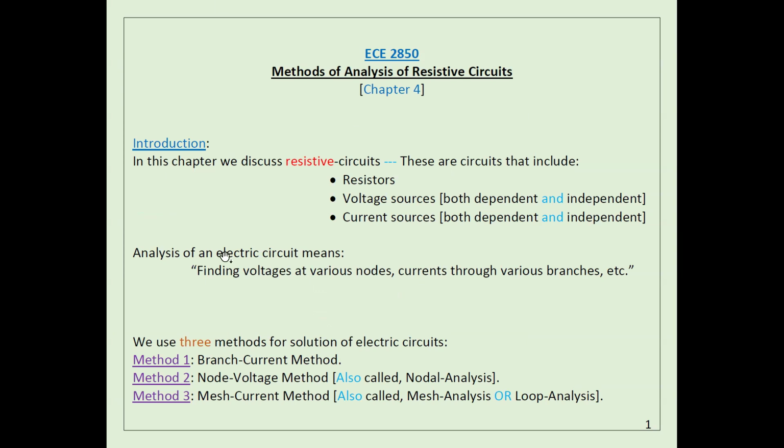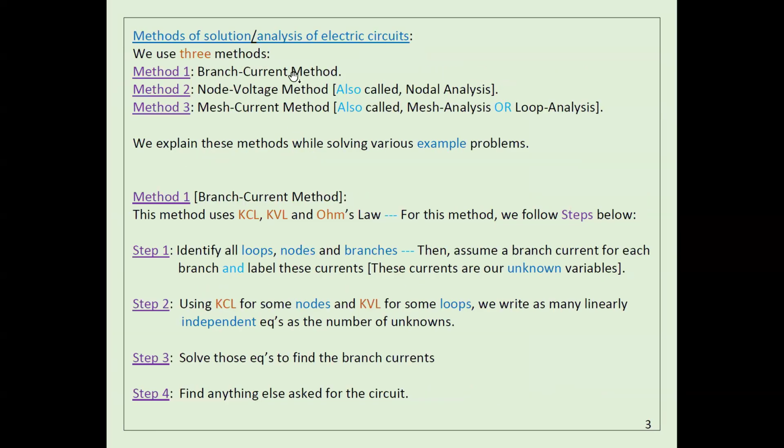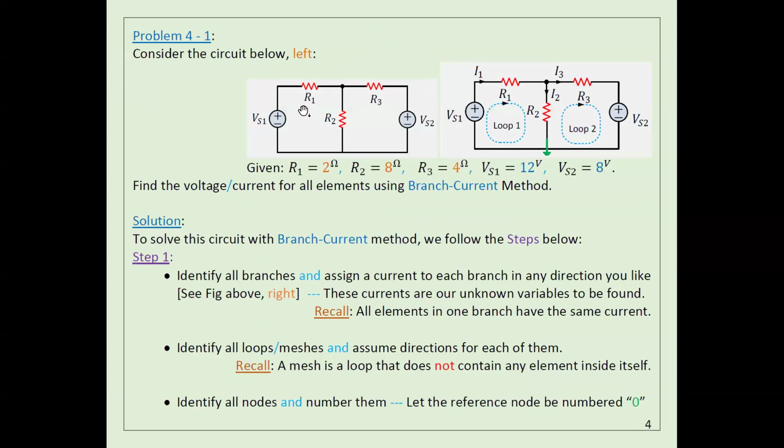Last time in chapter four, we explained three different ways to analyze resistive circuits. Quickly, the first approach is called the branch current method. The three approaches use the same idea. Number one, we define some unknowns. Once I find the unknowns, I can calculate everything in the circuit, I mean the current and voltage everywhere.